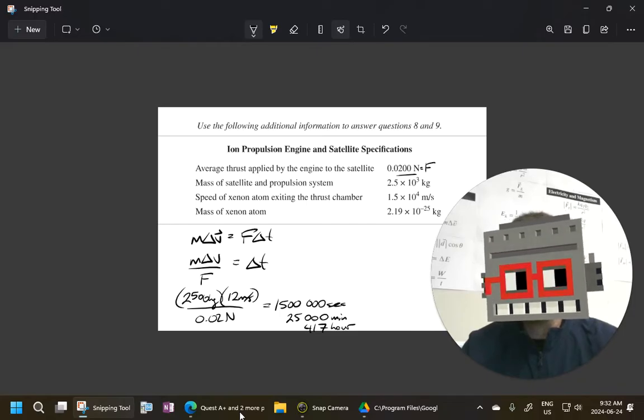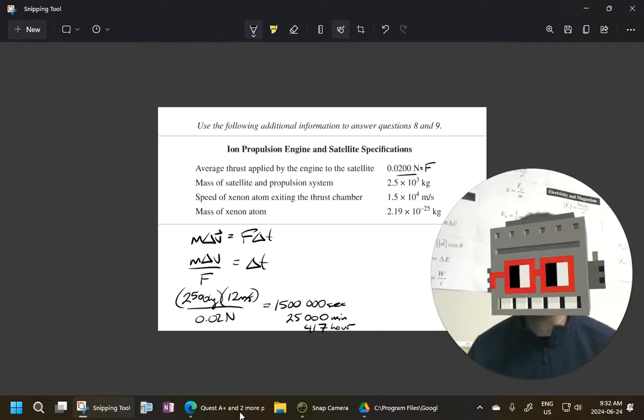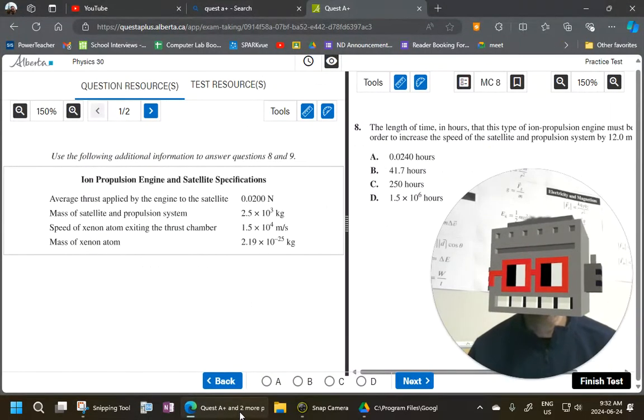Times 12 divided by the average force divided by 3,600. You get 416 hours. So they put this here. That's the number in seconds. Am I missing something here? Let me just double check something.